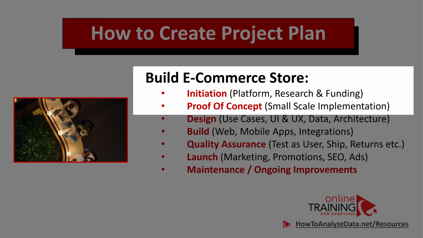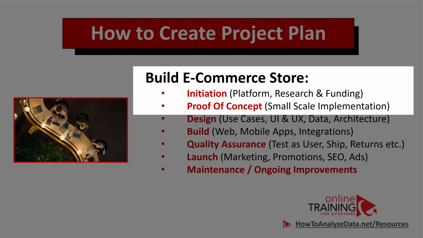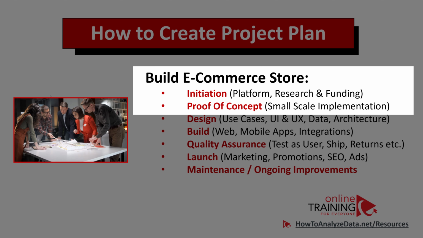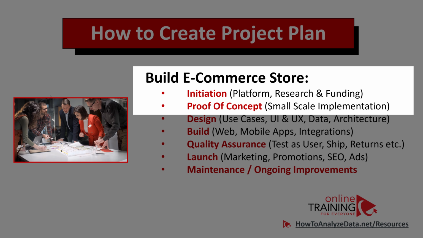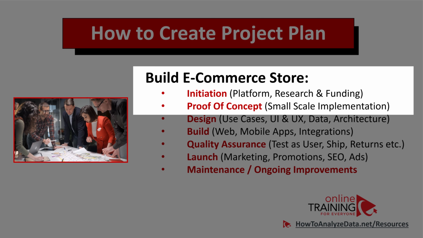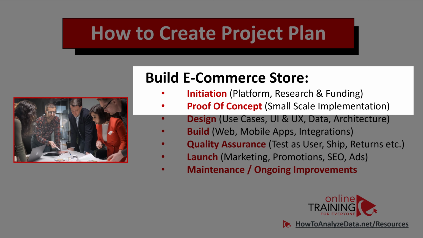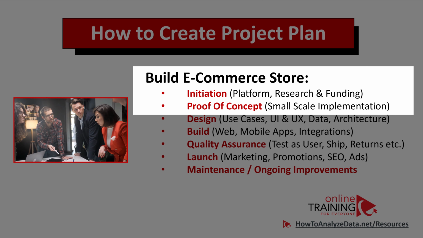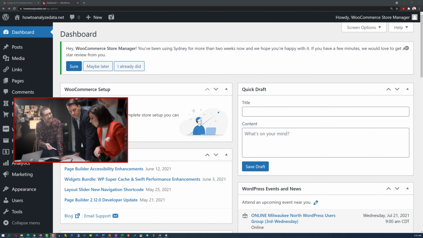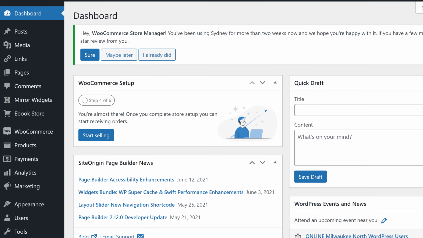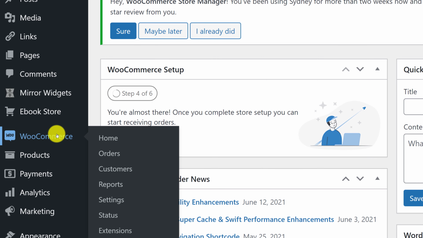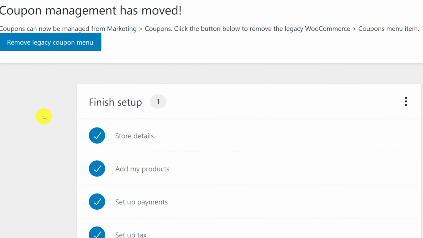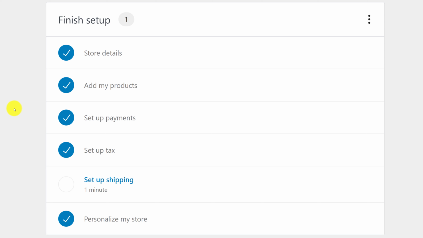During the proof of concept phase, you do a small-scale implementation. For example, if you would build an e-commerce store, you will try to go live with a small store, maybe selling instead of 100 products, just 10 products, or maybe selling the full scale of products, but presenting it to a smaller list of customers. For example, I'm in WordPress right now, and I have access to the WooCommerce plugin. If we click on WooCommerce, you see that there are a lot of steps associated with the store setup. And in fact, finishing the store setup might be a proof of concept.